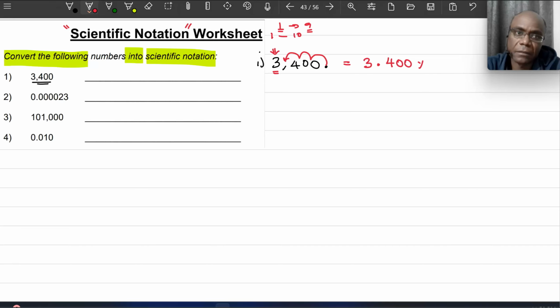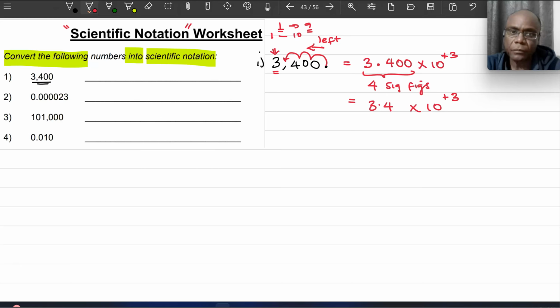Someone can write 00 times 10 to, since you are going from standard to scientific notation, if you're going left, the exponent has to be positive, and it's positive 3. This is 4 significant figures. If you're doing a problem and it wanted 2 significant figures, you will write it as 3.4 times 10 to the power 3. Okay, so this is 3.4 times 10 to the power 3, and we are on number 2.